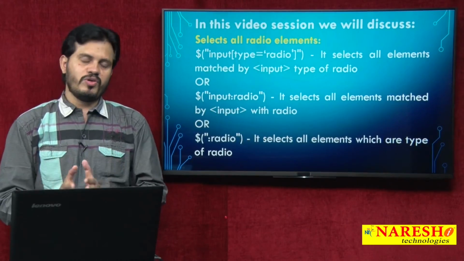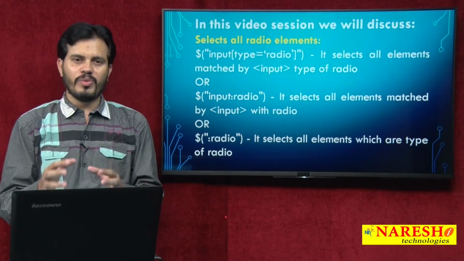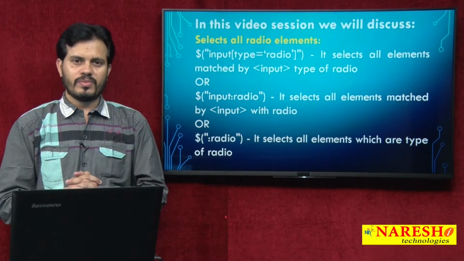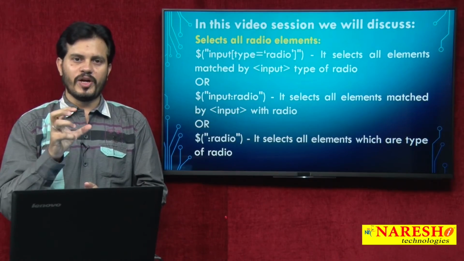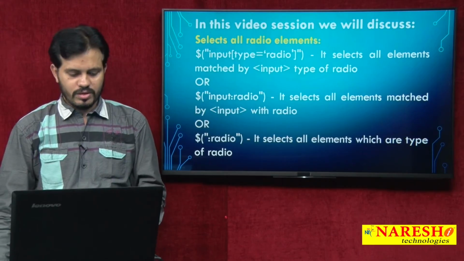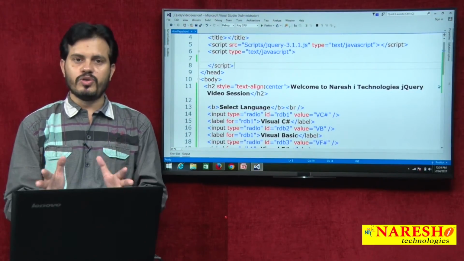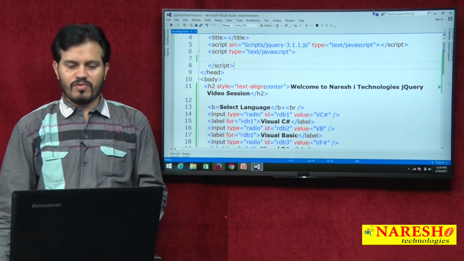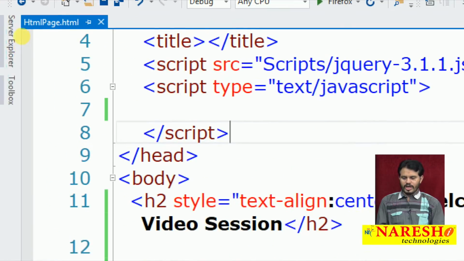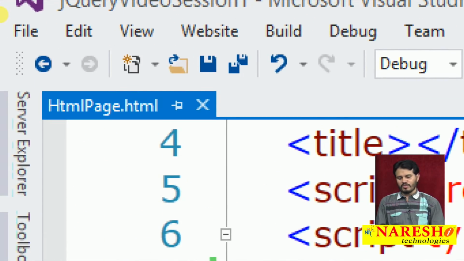In this video session I am going to perform a simple operation to know how many radio elements are present in the HTML document, in order to count them and display the count in the JavaScript alert box as soon as the document gets ready. We'll implement this in the development environment using the Visual Studio development tool, in which one website project already exists and one HTML document is present. The name is HTMLPage.html.